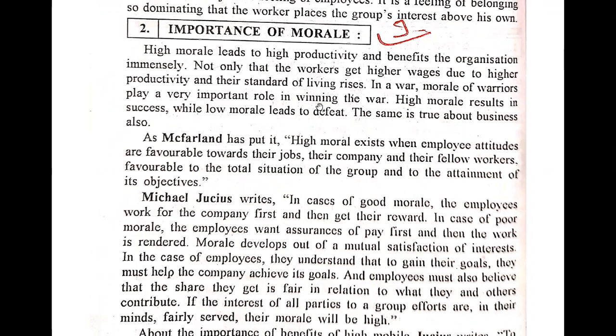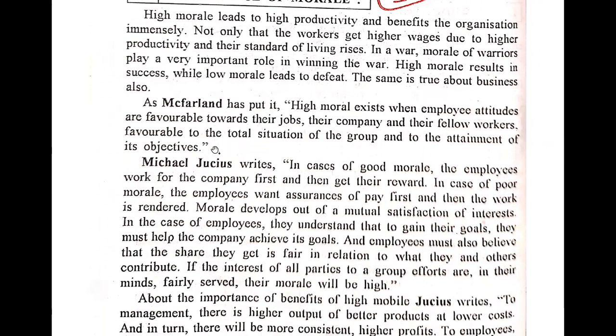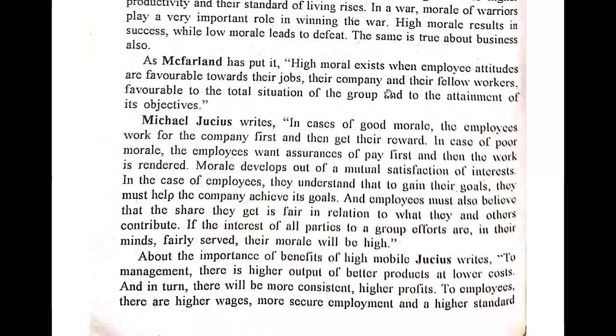In a war, the morale of warriors plays a very important role in winning the war. High morale results in success, while low morale leads to defeat. The same is true about business also. As McFarland has put it, high morale exists when employees' attitudes are favorable towards their job, their company, and their fellow workers, favorable to the total situation of the group and to attainment of its objectives.